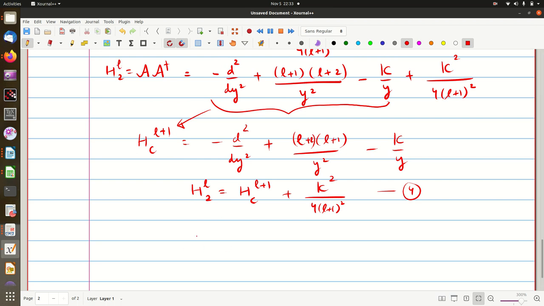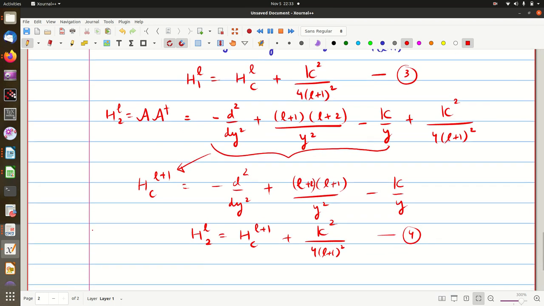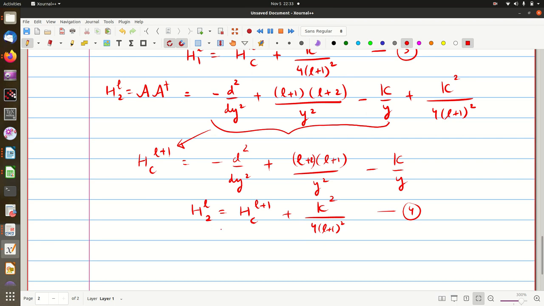Now, what is H1? If you see on top, H1 L was HCl plus kappa squared by 4 times L plus 1 whole squared. If you want to write this in terms of H1, we have to write first H1 L plus 1. H1 L plus 1 will be HCl plus 1 plus kappa squared by 4 times L plus 1 plus 1, so that will give you 4 times L plus 2 whole square. Okay. So, let's call this 5.